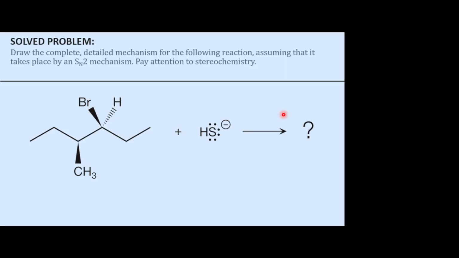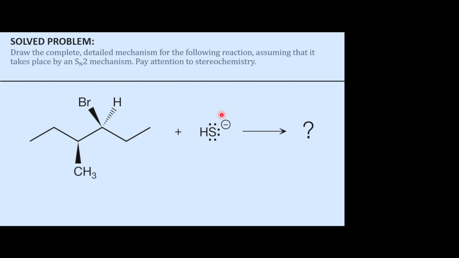So let's draw a complete detailed mechanism for the following reaction, assuming that it takes place in an SN2 mechanism. Pay attention to the stereochemistry. I'm going to move on pretty quickly because I need to make some time here. Okay, so again, this is going to be a backside attack. What is our leaving group?